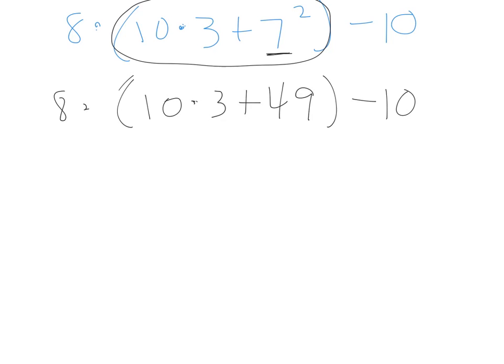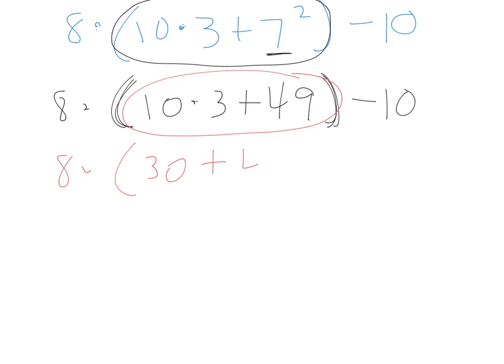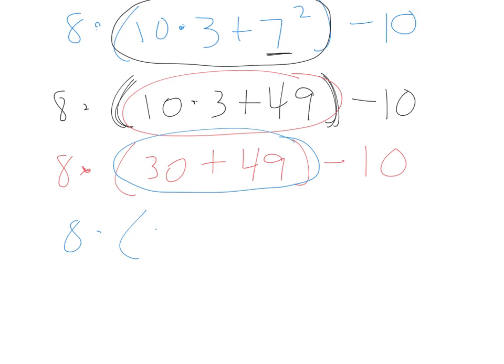And we keep these grouping symbols because we're not finished with everything yet. So we still have stuff in here. 10 times 3 is 30. And then finishing it off, we still have these grouping symbols. Once you do the 30 plus 49 to get 79, we don't need them anymore.